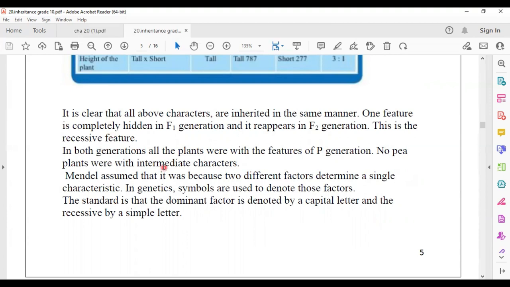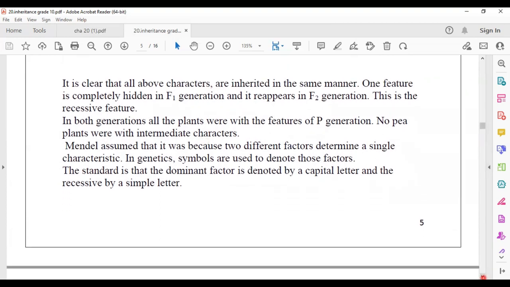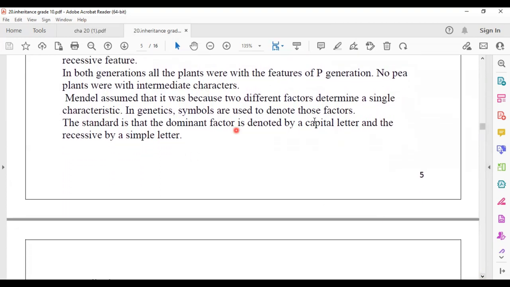In both generations, all the plants were with the features of the P generation. No plants were with intermediate characters. And Mendel assumed that it was because 2 different factors determine a single character. That is the important thing that Mendel assumed while doing those experiments. Factors: this word is Mendel's word. 2 different factors determine a single character always.